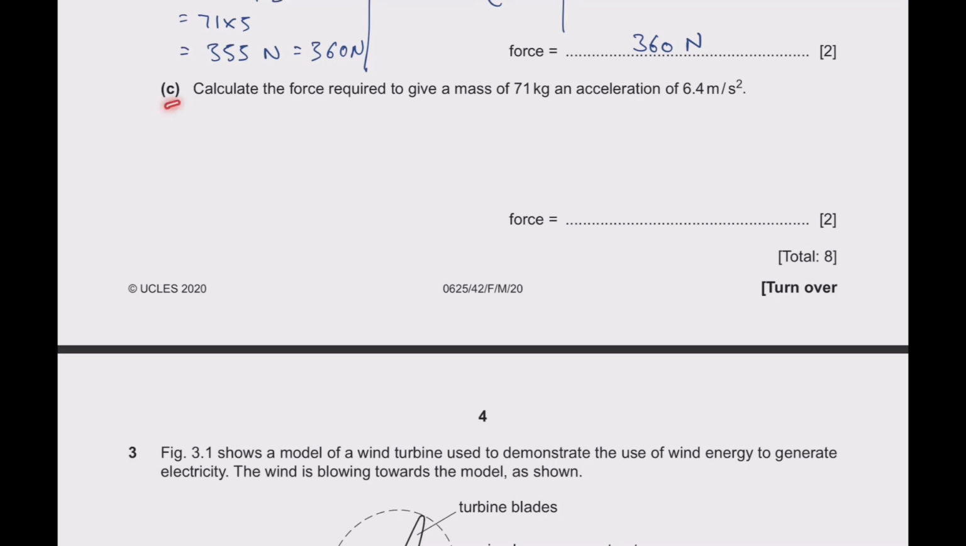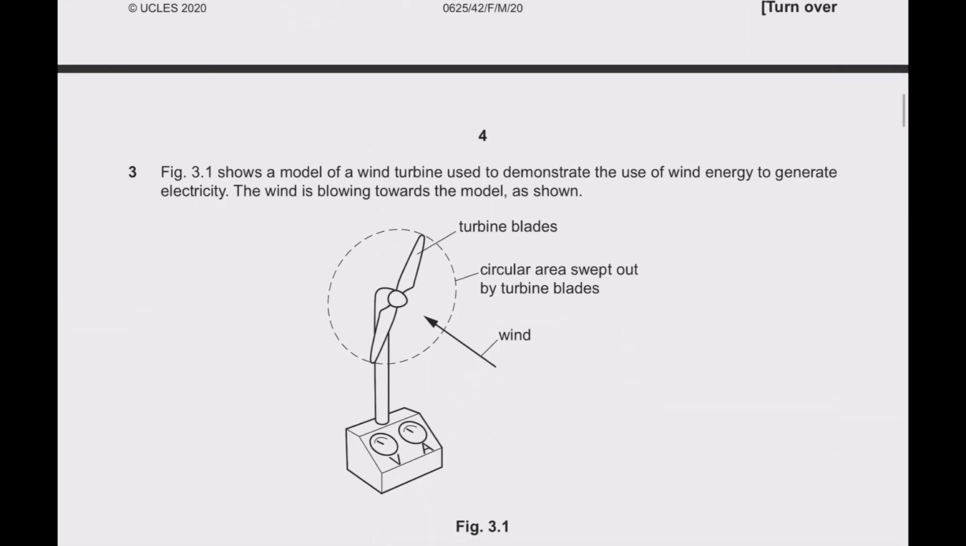Now calculating the C part: calculate the force required to give a mass of 71 kg an acceleration of 6.4. So directly we have force equals mass into acceleration. Mass is 71, acceleration is 6.4. If you calculate this, you will get the value 454.4 Newton. By converting it into two significant figures, I can easily write 450 Newton. So that is the end of the second question. Now moving on to the third question.